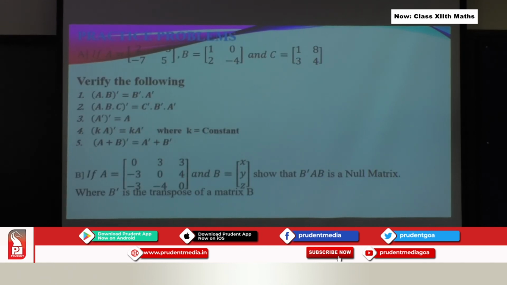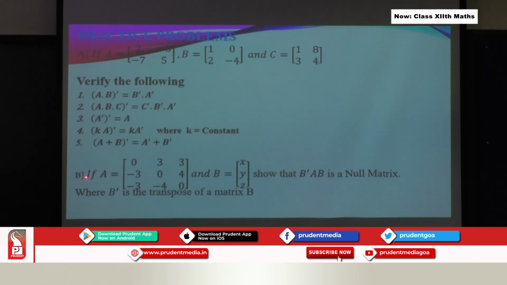Practice problems. Here you have A, B and C. Again you need to verify all these 5 properties. By the way, all these 5 properties are very important for science students as well as for commerce students. You may get these kinds of problems in the exam.